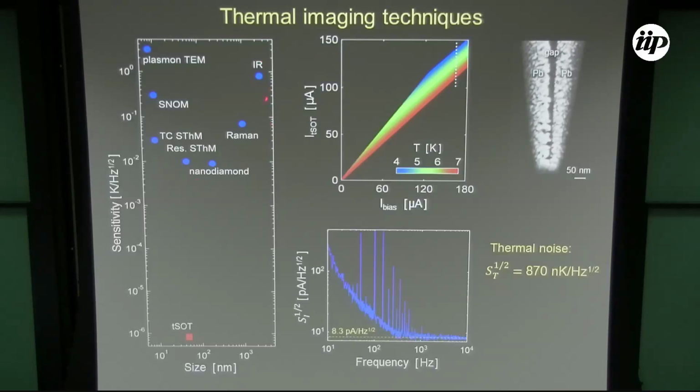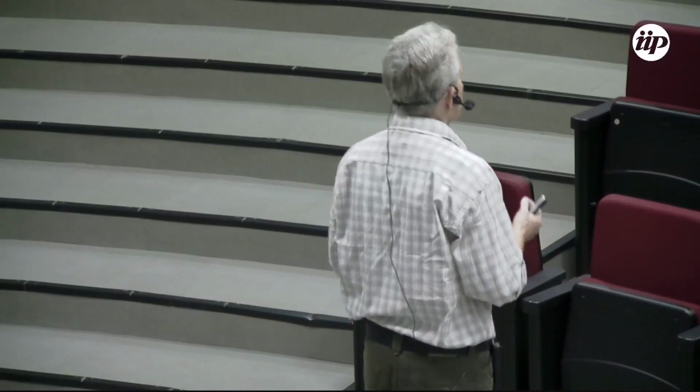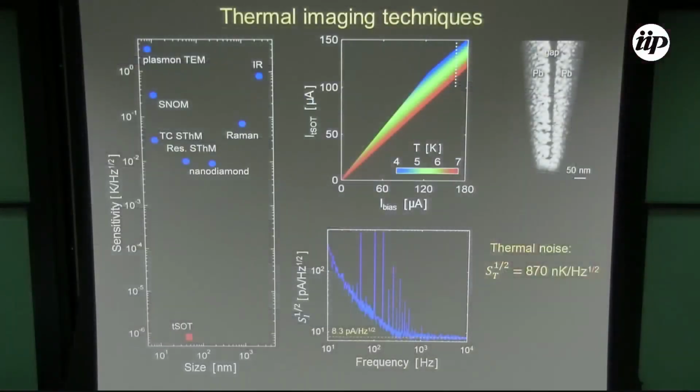So infrared, for example, is black body radiation, which goes to 0 at low temperatures. Let's say these thermocouple devices on an AFM tip: it's the Seebeck coefficient, which goes to 0. Raman and nanodiamonds are all based on, their thermal sensitivity comes from essentially measuring thermal expansion, which also goes to 0 at low temperatures, and so on.